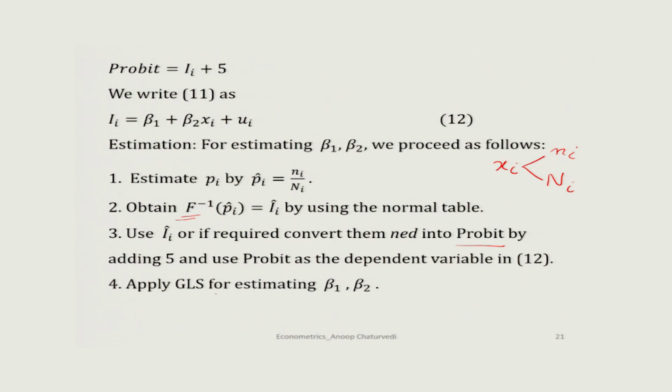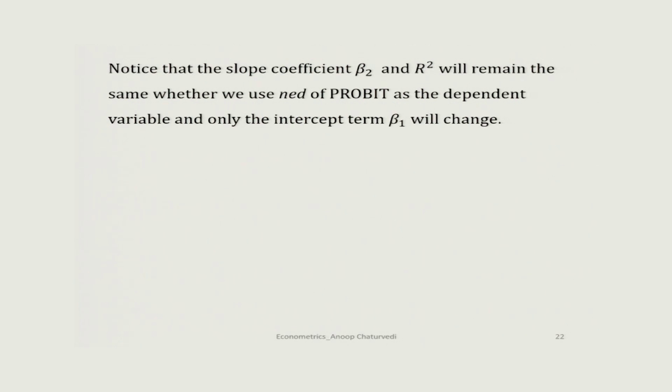And then we apply GLS to estimate beta 1 and beta 2. So, in this model we apply GLS. We replace I_i by its estimate I_i hat or by probit, and then we estimate this model by using GLS. Now, here actually you have two options. Either you use NED or estimates of NEDs for fitting the model, or you use the probits, which are obtained by adding 5 to NEDs. But it does not make any difference.